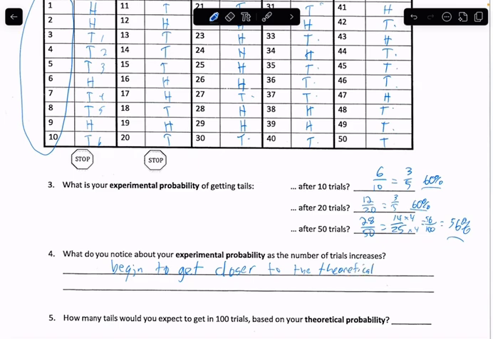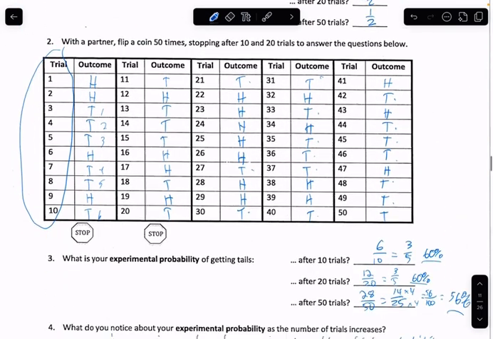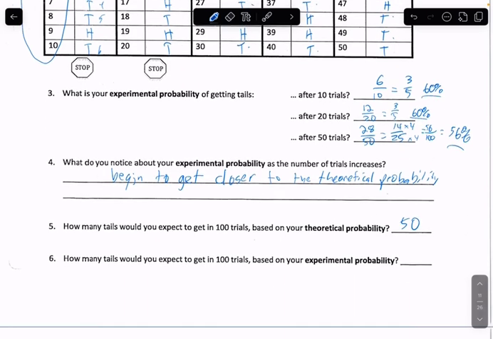The more trials you do, the closer it's going to get to the actual probability. If I did 100 trials, my theoretical probability, again, doesn't change. Based on the theoretical probability, how many tails would I get in 100 trials? Well, I know that would be 50, because the theoretical probability is 1 out of 2, or 50%. According to my experimental probability, I would get 56 tails.